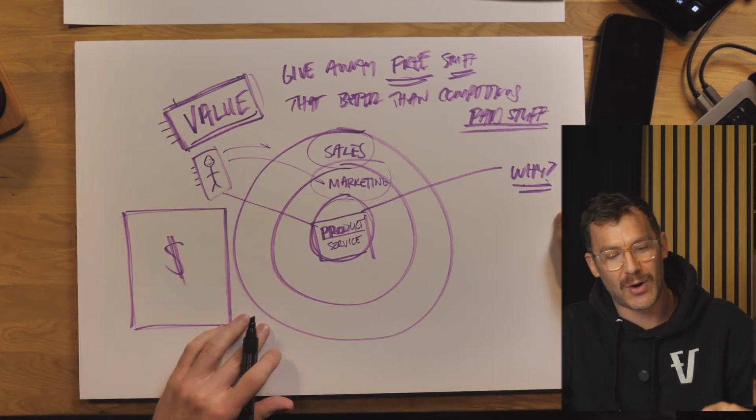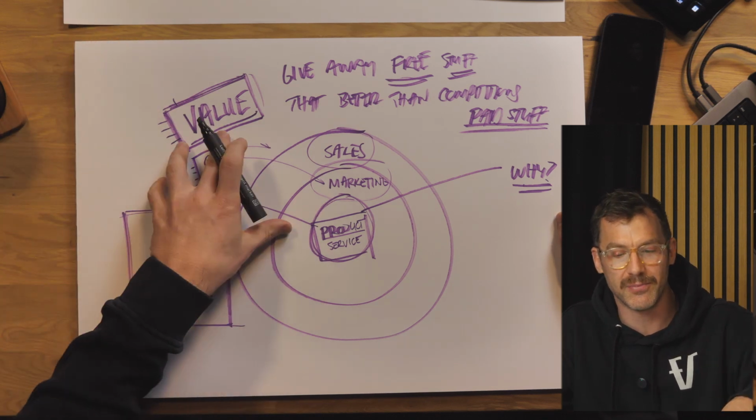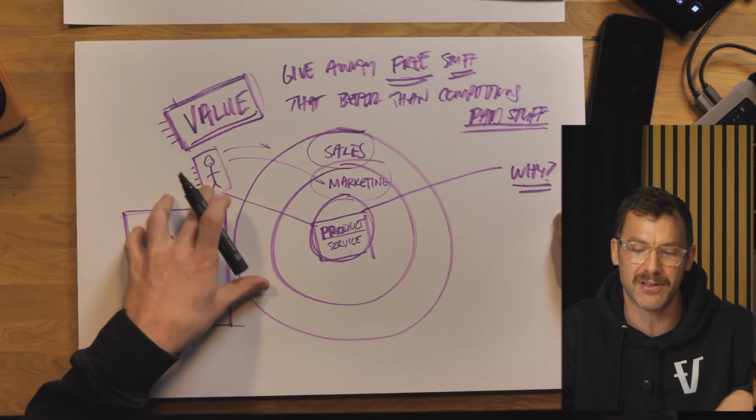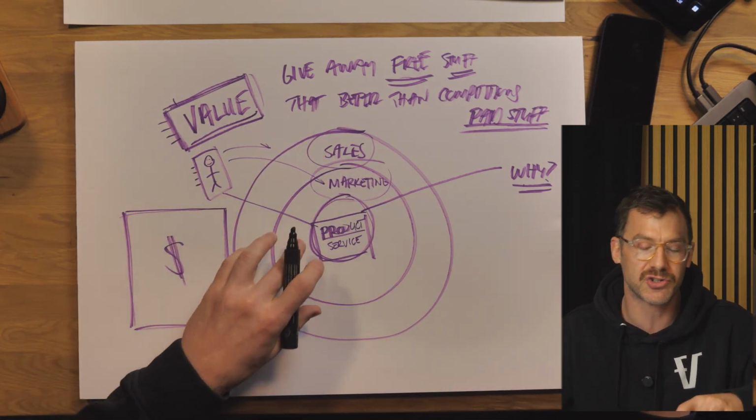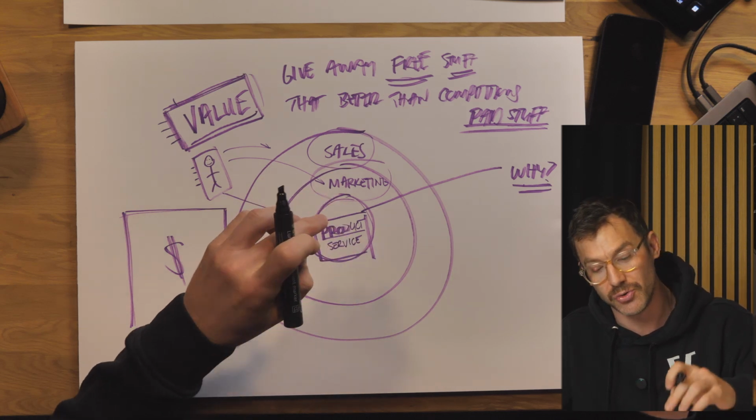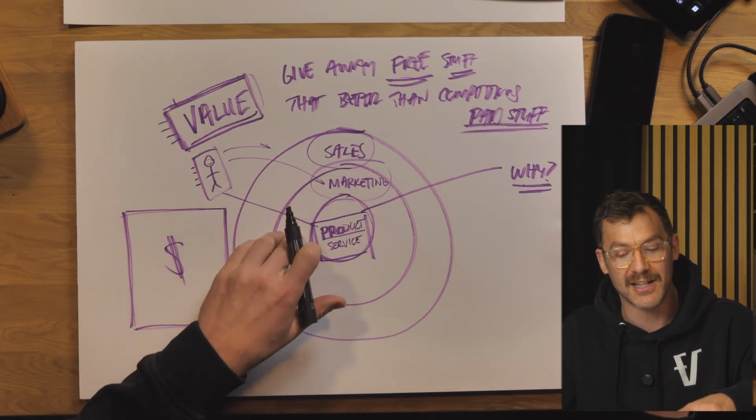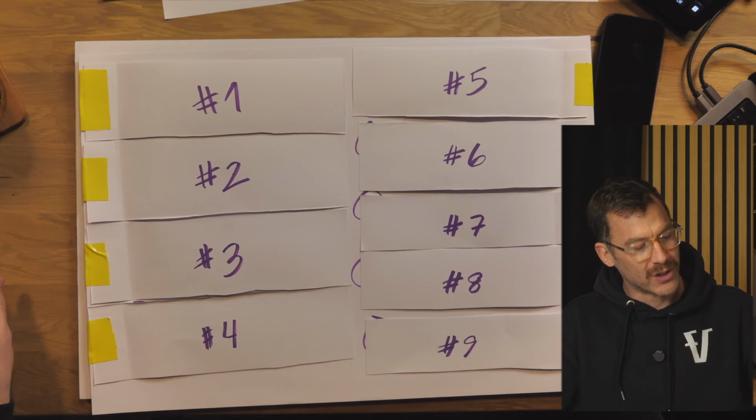So that's how I would look at value. Giving away free stuff that's better than your competitors' paid stuff and making sure that the product or service that you are selling on the back end lines up with the front end, with the marketing and the sales.